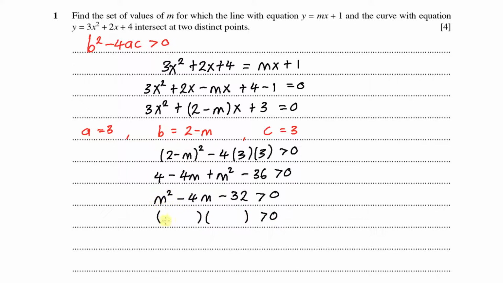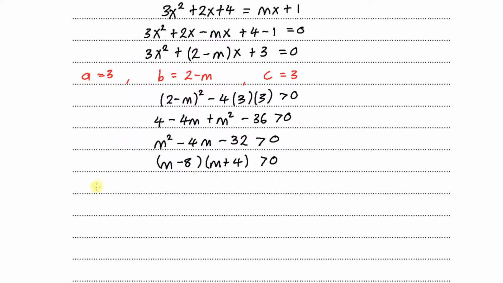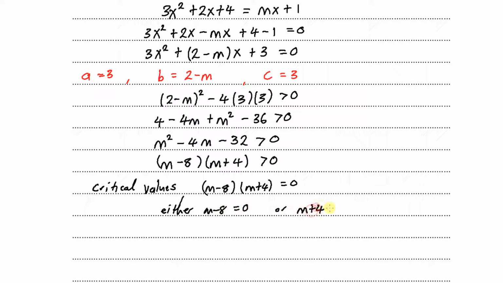and here, since we have m squared here, I'll put m, and look for the factors of minus 32, whose sum comes out as minus 4. So that should be minus 8 and plus 4. So this is what we have. Now for the critical values, we can say (m minus 8)(m plus 4) is equal to 0, where either m minus 8 is the one that's equal to 0, or m plus 4 is the one that's equal to 0. So m comes out as 8 and m comes out as minus 4.